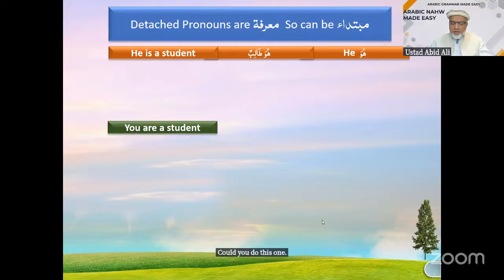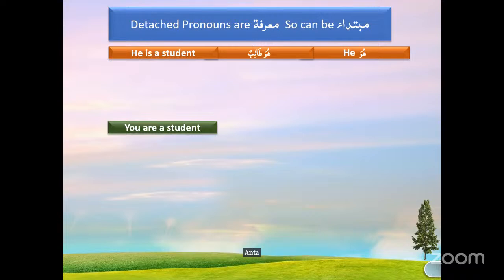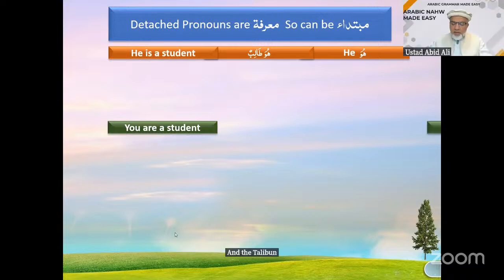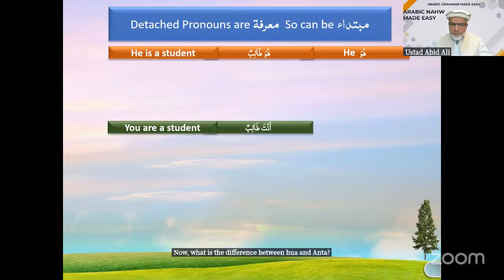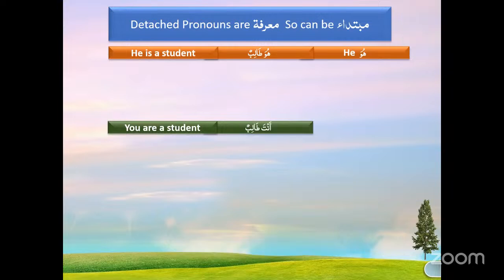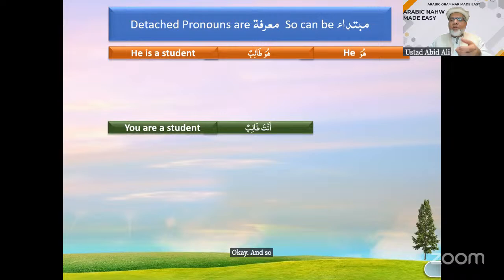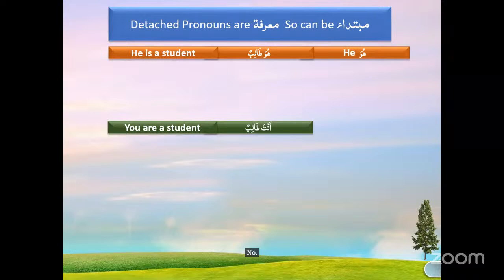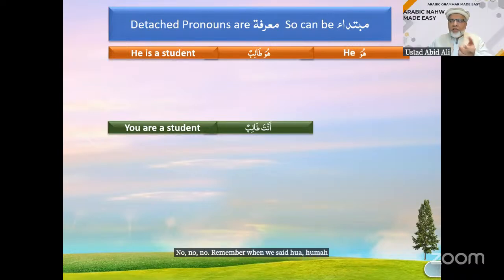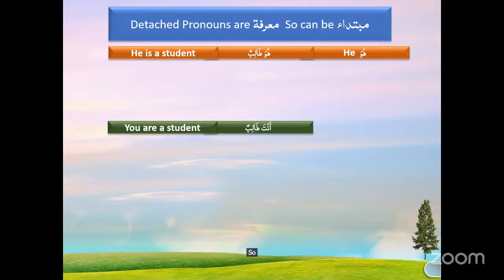You are a student. Anta talibun. MashaAllah. Jazakallah khair. Now, what is the difference between huwa and anta? Anta is you. And so in terms of person, remember there is a third dimension. Remember when we said huwa, huma, hum, anta, antuma, antum, we also had a column in the beginning. We said this is this person, this person, this person. So huwa is third person, and anta is second person.